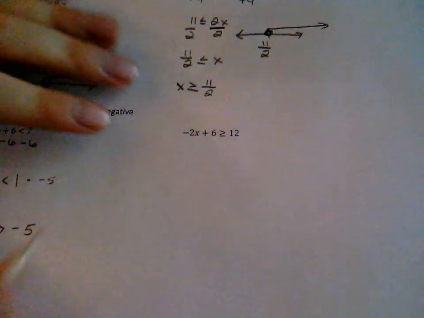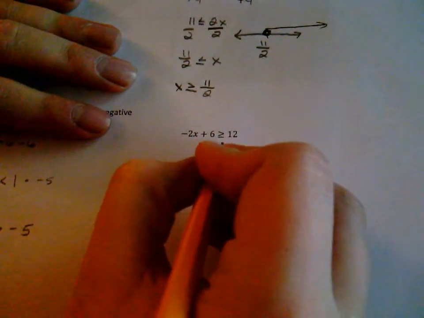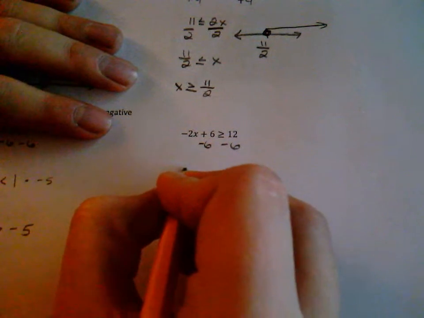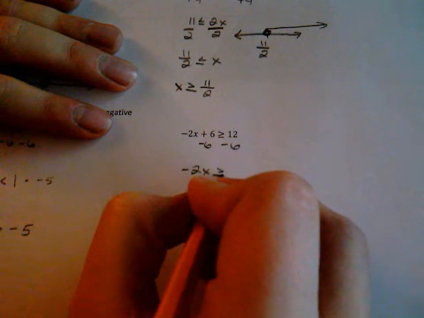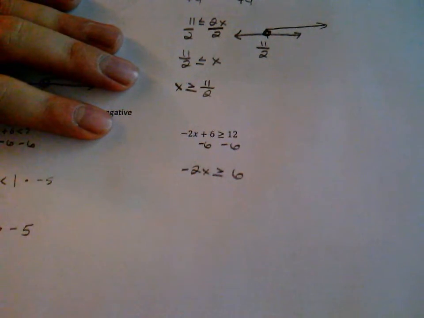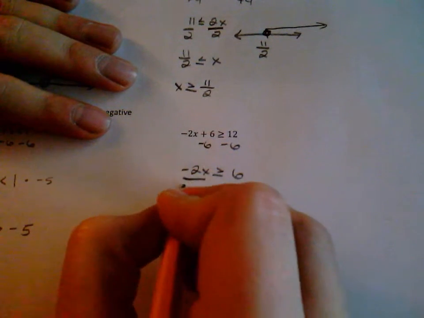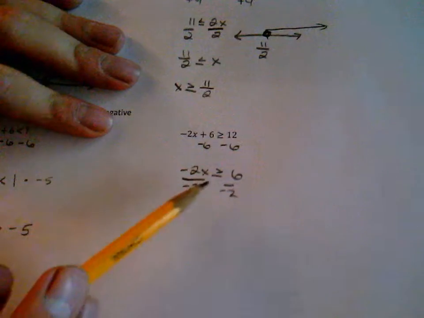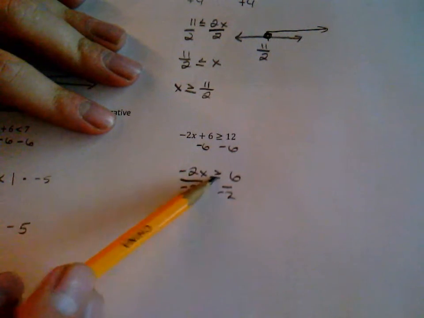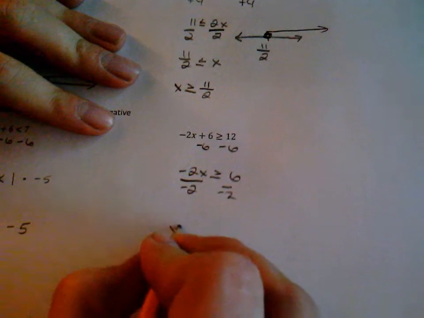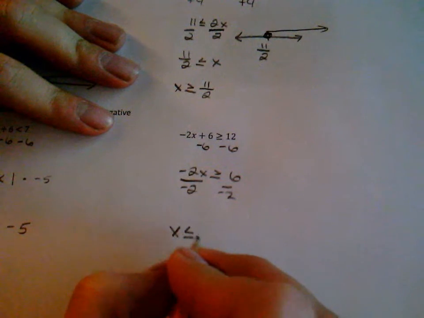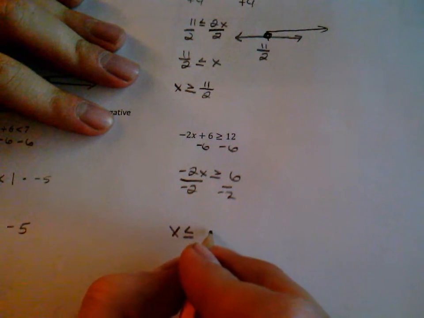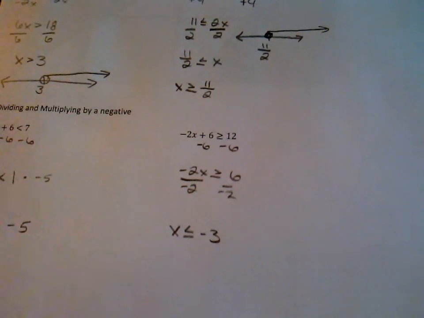On this one right here, first you'd subtract 6. Negative 2x is greater than or equal to 6. Then you divide by negative 2. Because we're dividing by this negative 2, we're going to flip this sign. So it's going to be x is less than or equal to negative 3. Okay?